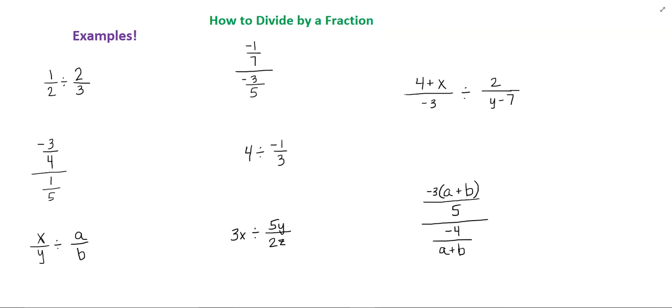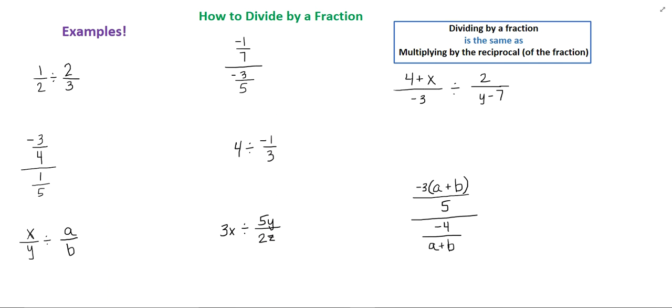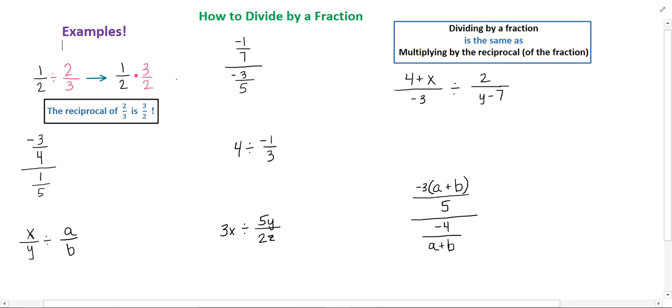In this video, we're going to see a bunch of examples of how to divide by a fraction. So you can remember that dividing by a fraction is the same as multiplying by the reciprocal. So in the first example, we're dividing by 2 over 3. So that's going to be the same as multiplying by 3 over 2. So now we just multiply straight across. So on the top we have 3, and then on the bottom 2 times 2 is 4. So the answer is 3/4.